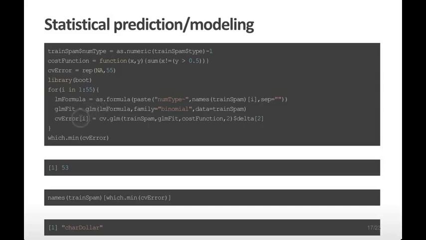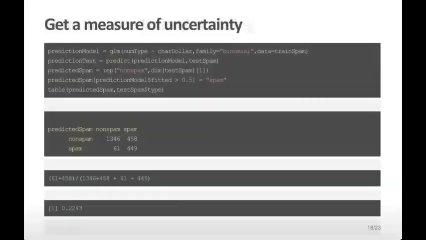Then we're going to calculate the error rate for those predictive models and pick the model that has the minimum error rate. In this case, it's variable 53. We can then go back to the data set names of the training set and identify the name of the variable that gives you the minimum error rate. In this case, it's character $. This makes sense because if there are a lot of dollar signs in a particular email, it probably is spam.